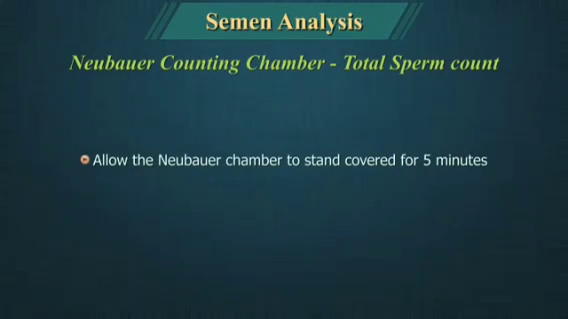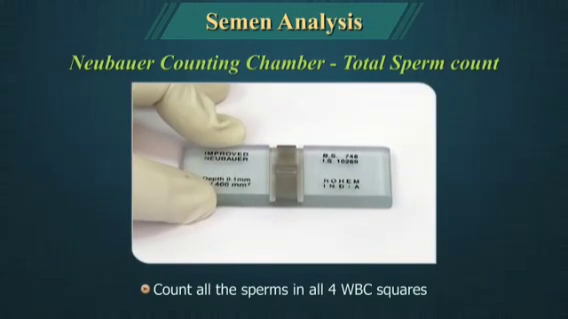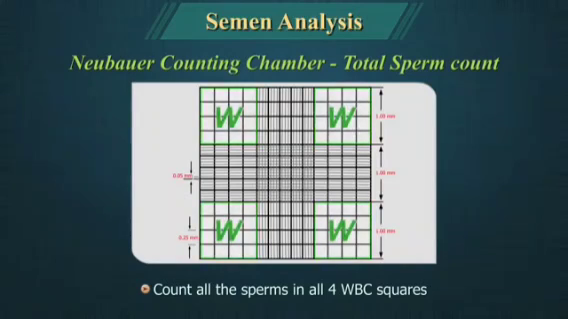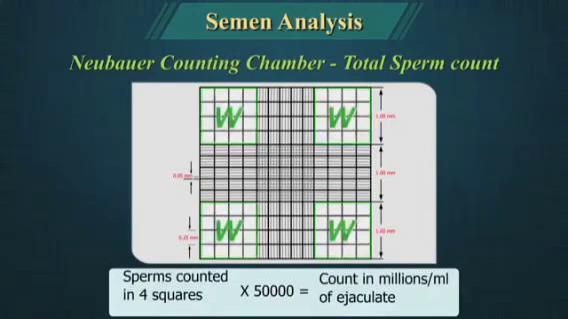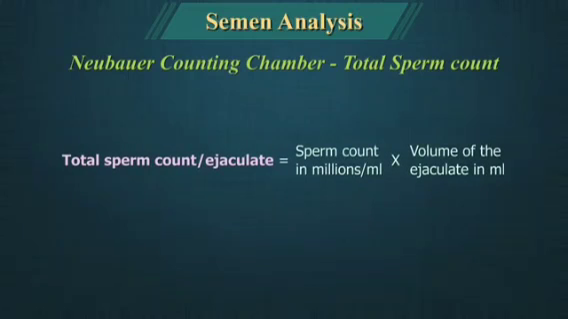Allow the Neubauer chamber to stand covered for 5 minutes. Count all the sperms in the 4 WBC squares and calculate. Sperms counted in 4 squares multiplied by 50,000 gives the count in millions per ml of ejaculate. Therefore, the total sperm count is equal to the sperm count in millions per ml multiplied by the total volume of ejaculate in milliliters.